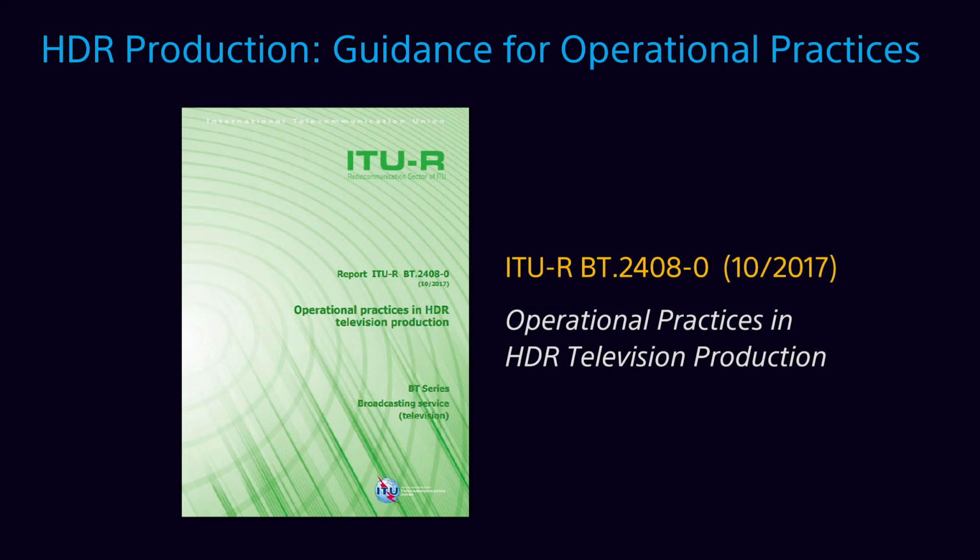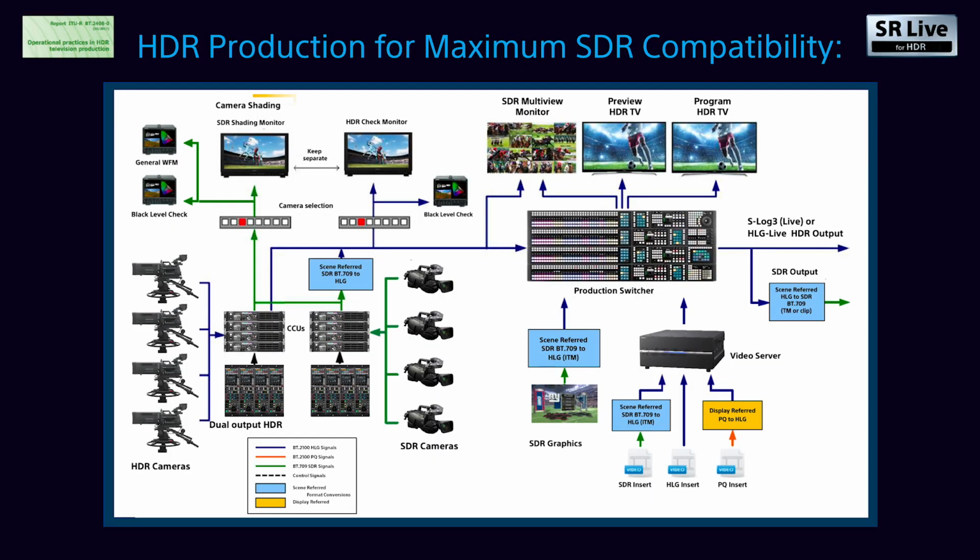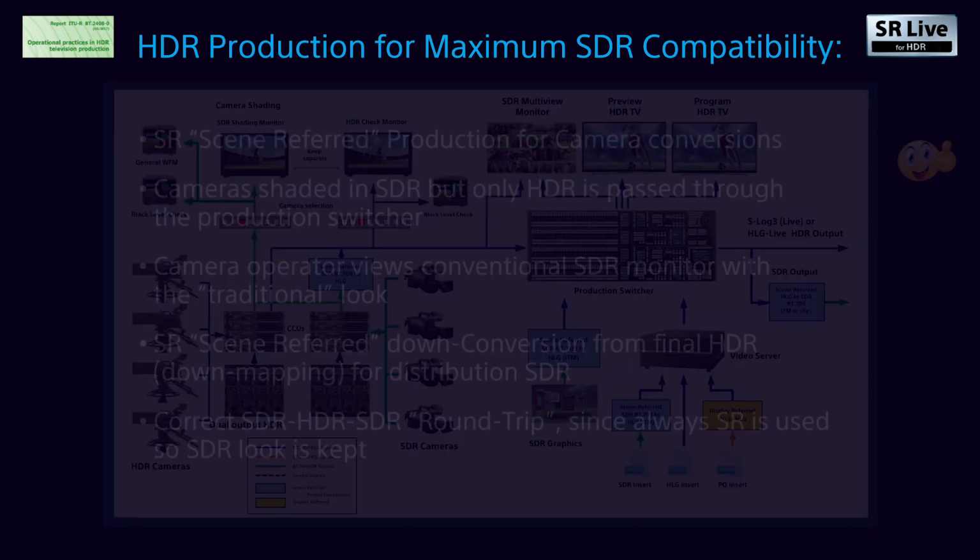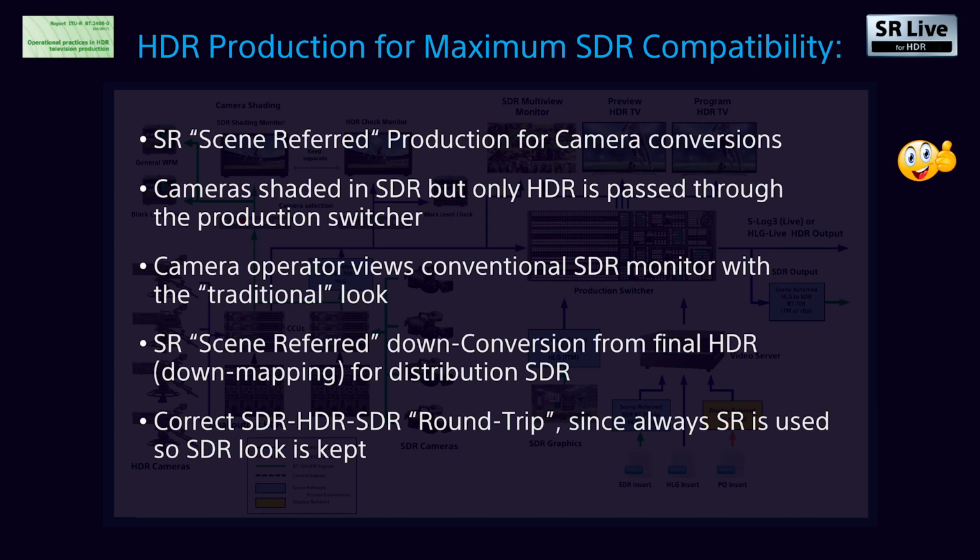In 2017, the International Telecommunication Union produced a very useful set of operational practices for the creation of HDR programs for live television. The recommendations very much resemble the signal workflows originally proposed by Sony in SR Live. In particular, the shading of the HDR cameras while watching the SDR signals. As shown in this picture, many positive results are obtained with this technique. For example, the use of scene refer production for matching camera looks.